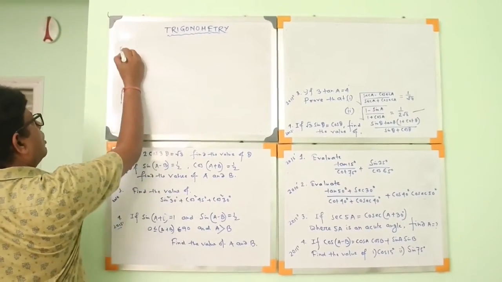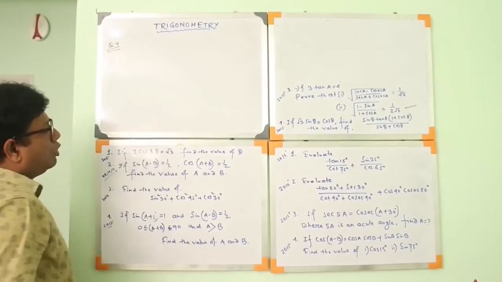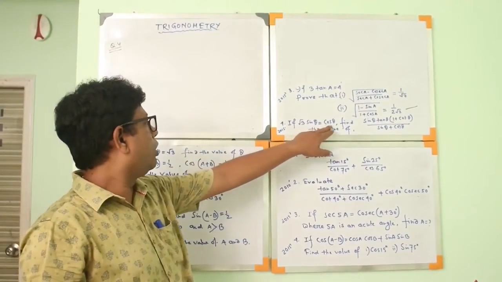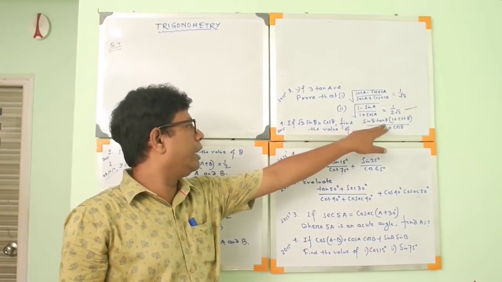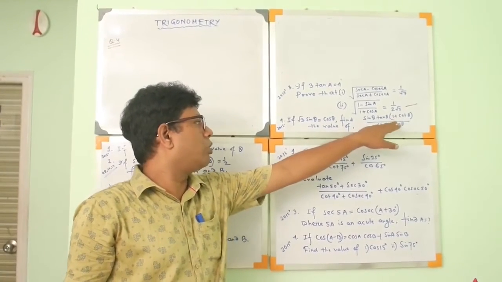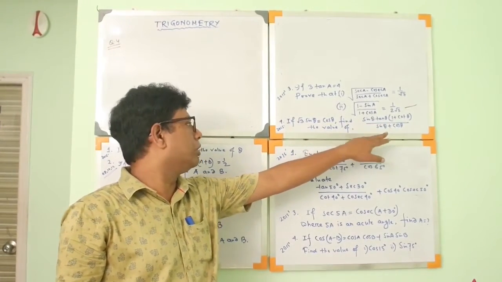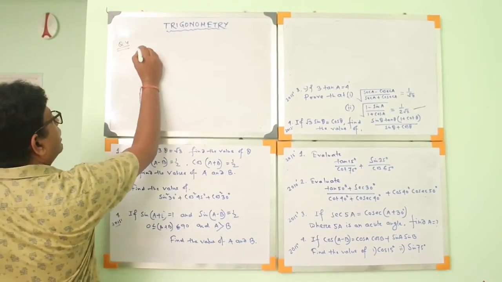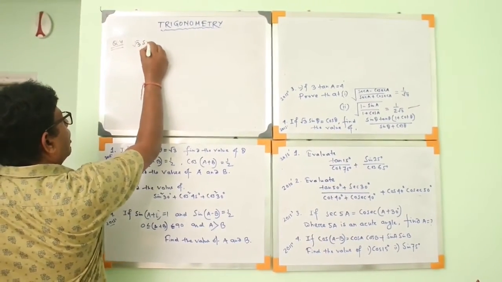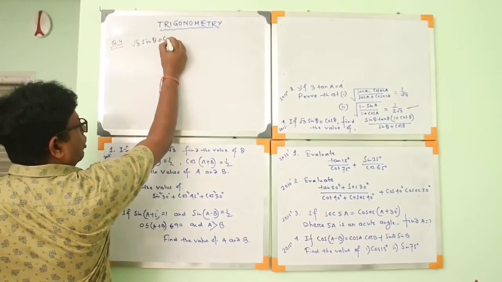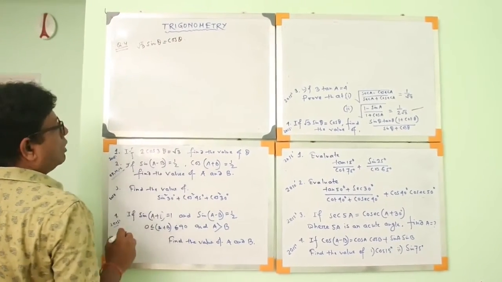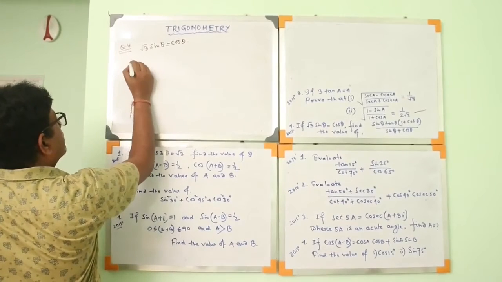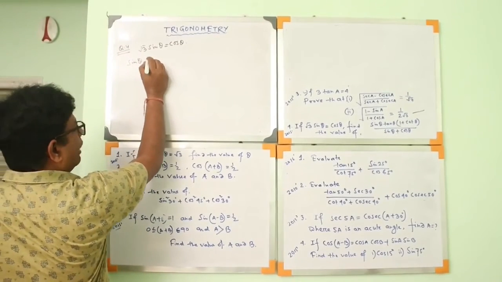Next come to question number 4. Question number 4, which is given: root 3 sin theta is equal to cos theta. Find sin theta tan theta (1 plus cot theta) divided by (sin theta plus cos theta). 2015 CBSE. So root 3 sin theta is equal to cos theta. You have to find out sin theta tan theta.